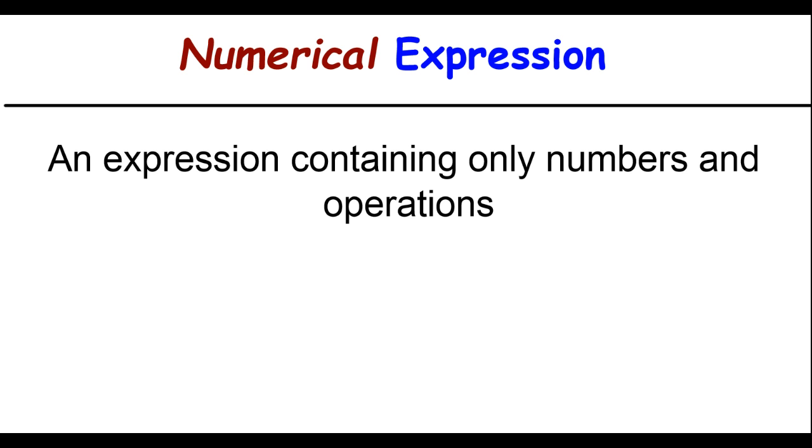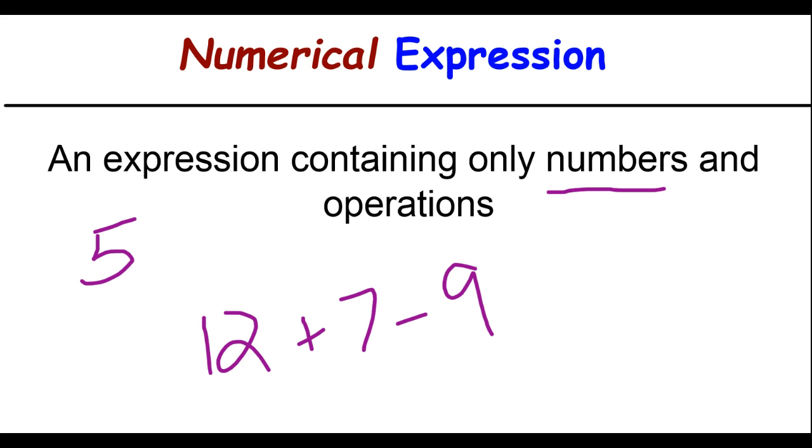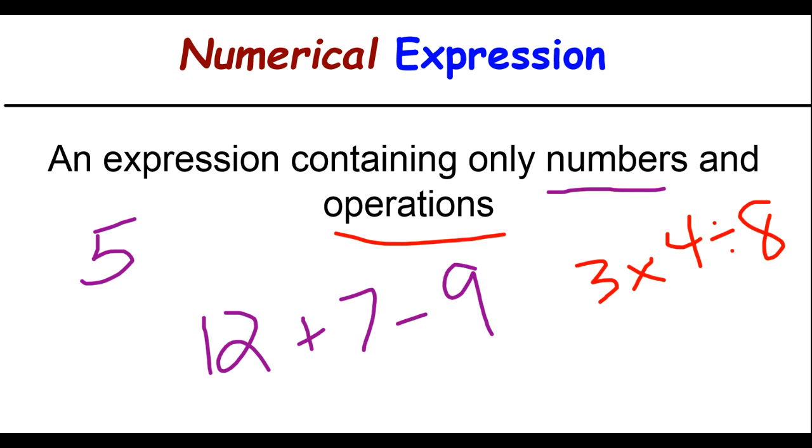So anything that we have that contains only numbers and operations and doesn't have an equal sign or an inequality sign is considered an expression. For example, 5 is a numerical expression, contains only numbers. There's no operations, but that's okay because it contains only numbers and operations. Similarly, 12 plus 7 minus 9, that's a numerical expression because it's a string of numbers and operations. Similarly, 3 times 4 divided by 8, also a numerical expression, contains only numbers and operations.